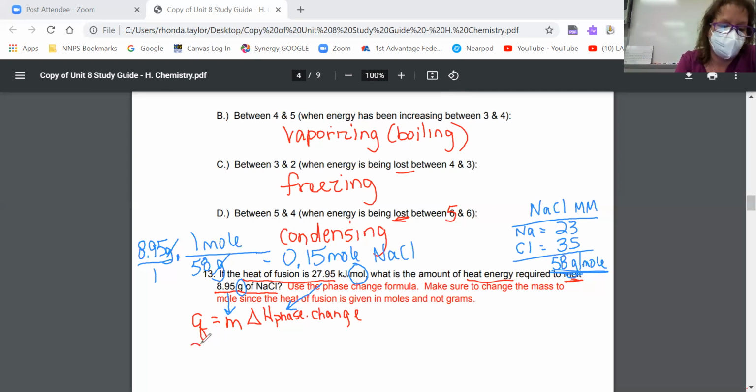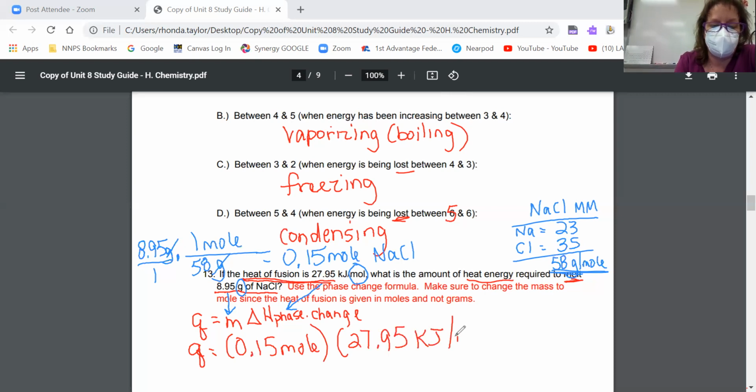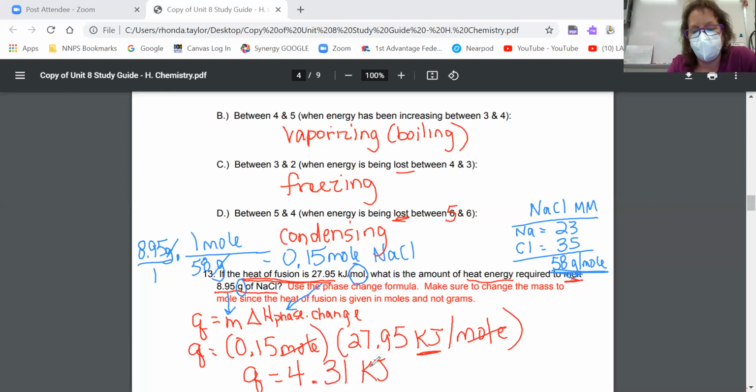All right, so we're looking for Q. We're looking for the energy. We now know that M, at least in moles, is 0.15. And we know our heat of fusion's right here. It's been given to us, 27.95 kilojoules per mole. Okay, your moles will cancel. It's going to leave us with kilojoules. All right, and that is going to give you, when you put it in the calculator, 31 kilojoules of energy needed to melt 8.95 grams of sodium chloride.